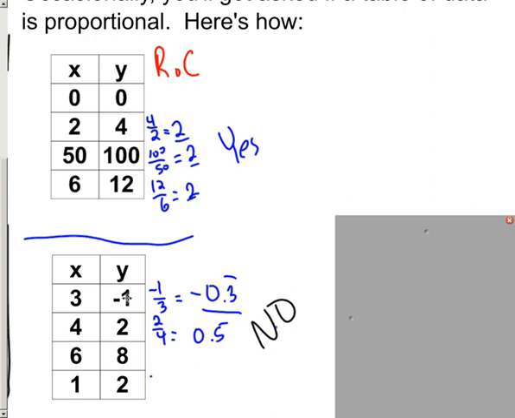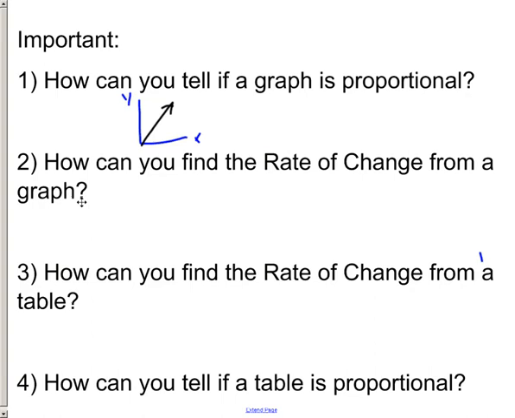And how do we find the rate of change? Y divided by x. So a little bit repetitive. Hopefully it's bored you to tears, but to the point that you can actually do these problems in your sleep. If you have any questions, please let me know.